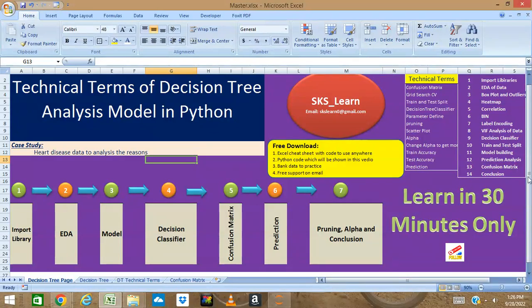I have listed all the technical terms which you should know before plotting any model or matrix. It's a long list, guys: confusion matrix, grid search CV, train and test split, decision tree classifier, parameters, pairing, scatter plot, alpha. Why do we change alpha? What is the conclusion for the train accuracy, and what is the conclusion for the test accuracy? So we should understand those technical terms first, and then we will move to decision tree model building.